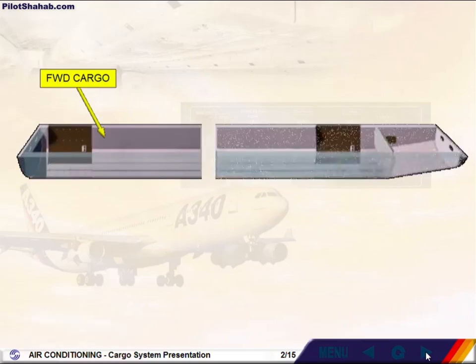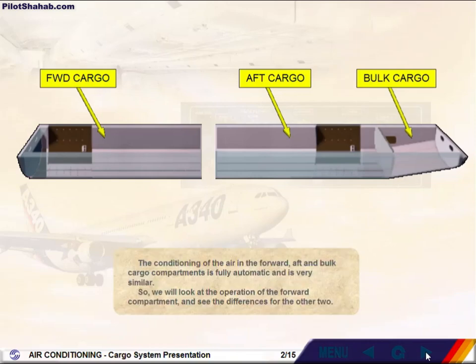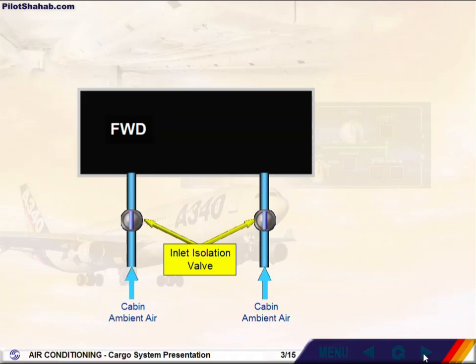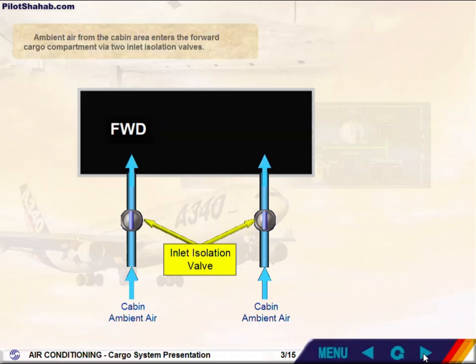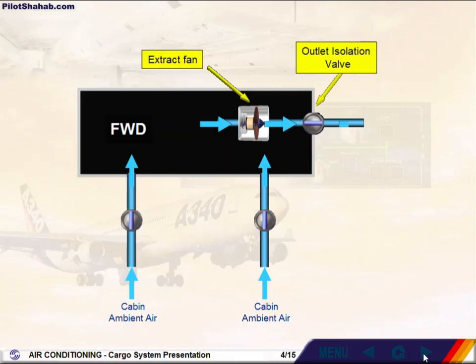The conditioning of the air in the forward, aft and bulk cargo compartments is fully automatic and is very similar. So we will look at the operation of the forward compartment and see the differences for the other two. Ambient air from the cabin area enters the forward cargo compartment via two inlet isolation valves. The air is extracted from the aircraft via an extract fan and an outlet isolation valve.